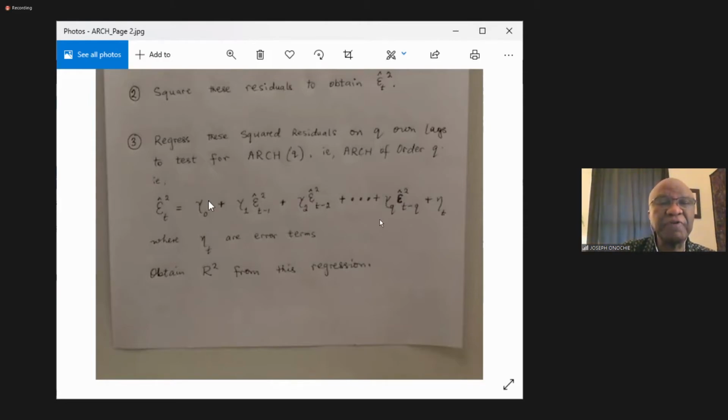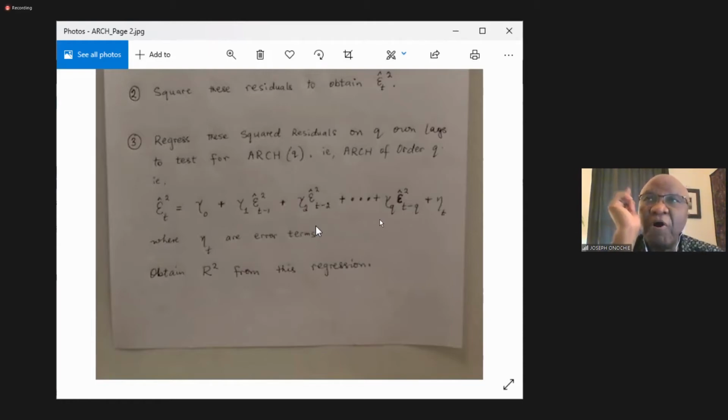So we want to run this equation. The squared residuals we got, we put on the left-hand side as the y variable, and then we regress it against its lagged values.